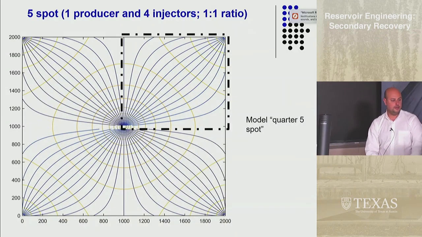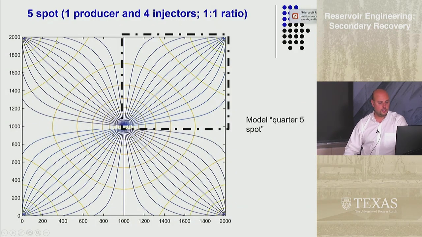So let me show what that is. So the big square on the outside is the 5 spot pattern. You got a producer in the middle and you've got injectors at the 4 corners. But the quarter 5 spot is this black box. Okay, and I'm only using a quarter of this well. This was always a quarter of a well in this corner, right? Because it was being shared by 3 other 5 spots. So you have a well here and a well here. You've got no well here and no well here.